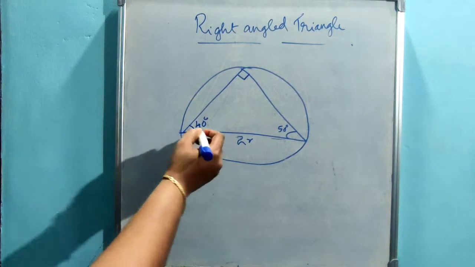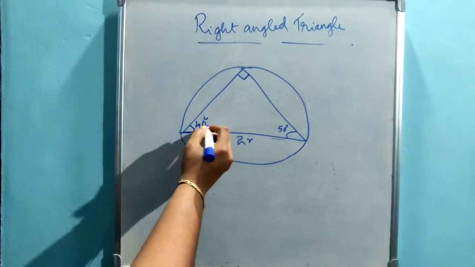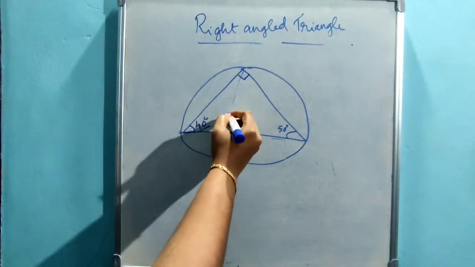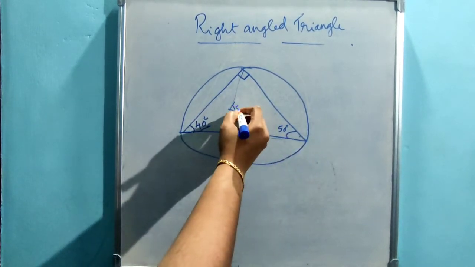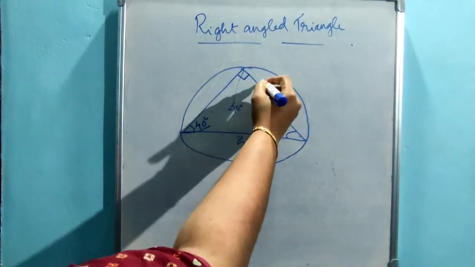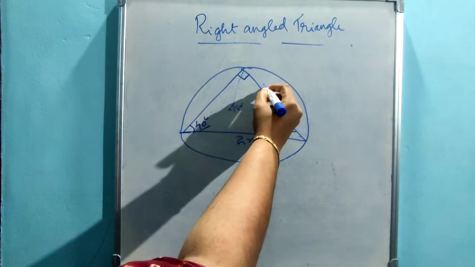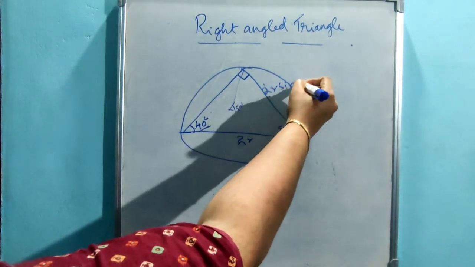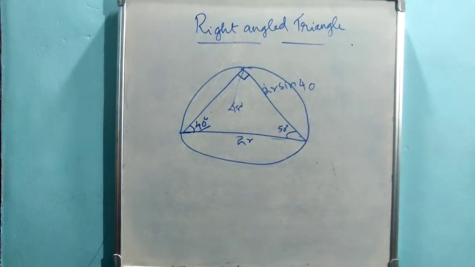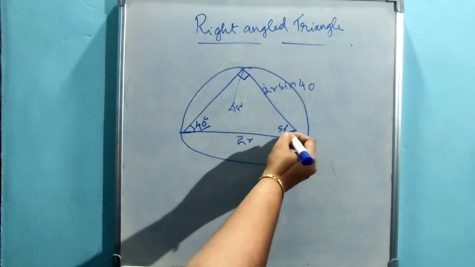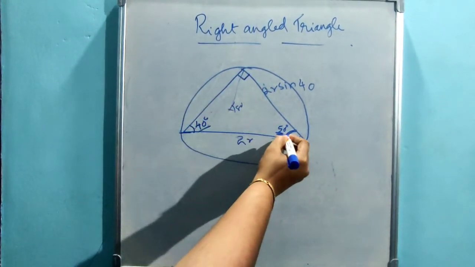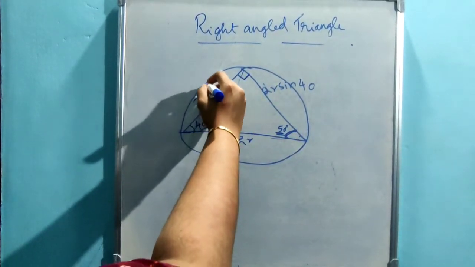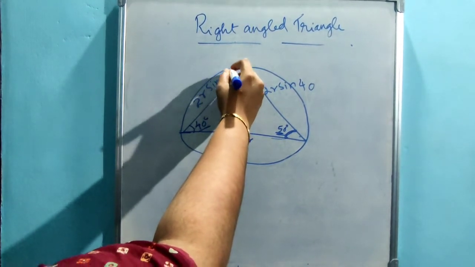And what about this side? Its central angle is equal to 80, right? And using our formula, this side is equal to 2r sine 40, right? 2r sine 40. And what about the side opposite to this angle, 50 degree? This side is equal to 2r sine 50, right?